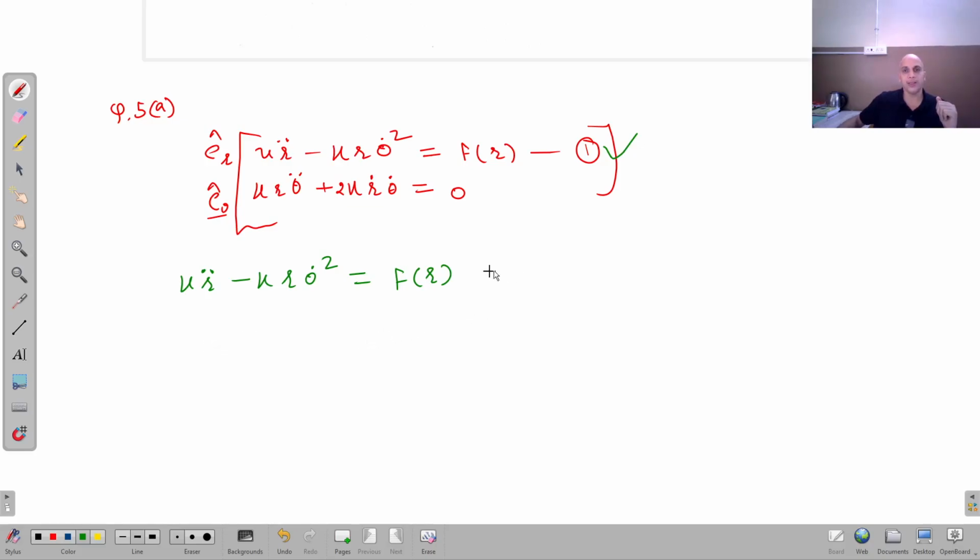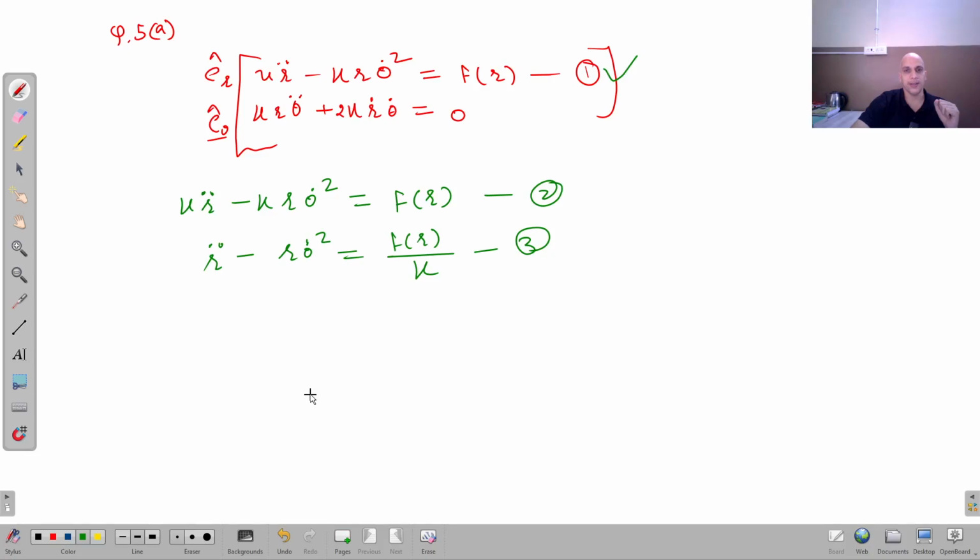Now let this be equation number 2. I can write this equation as r double dash minus r theta dash square is equal to fr upon mu. This is equation number 3.